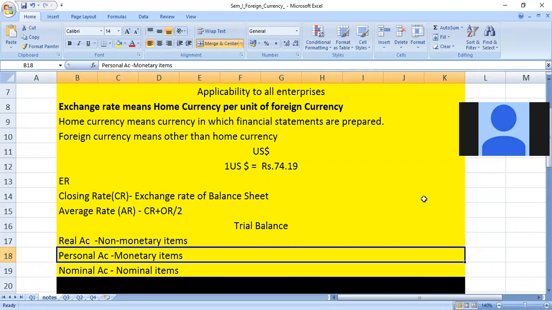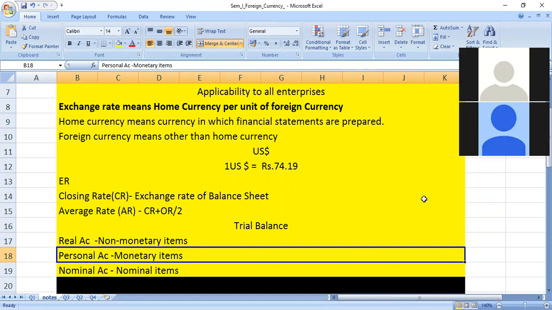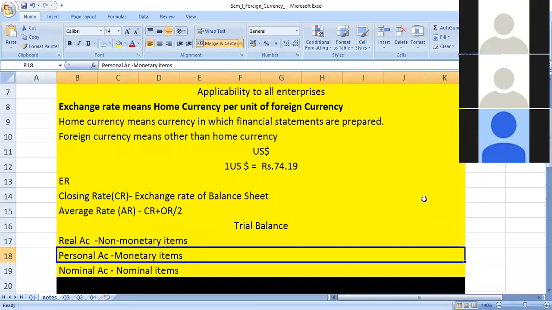What about the nominal account? Yes, Miss Malak, nominal account rule. Debit all expenses and losses, credit all incomes and gains. Right. Debit all expenses and losses and credit all incomes and gains.